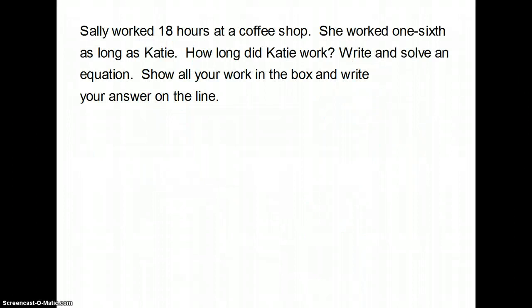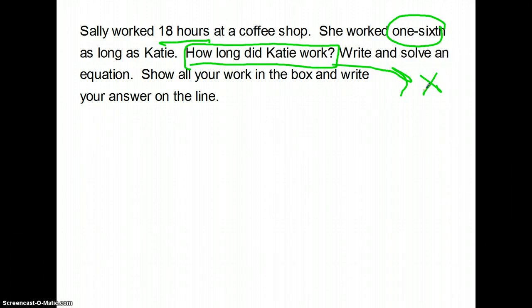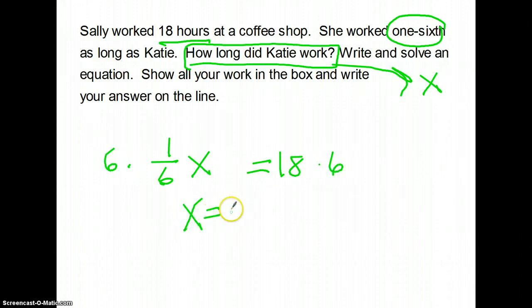Alright, last one is a word problem. Sally worked 18 hours at a coffee shop. She worked 1/6 as long as Katie. How long did Katie work? Okay, so I'm trying to find how long Katie worked. So that is my value of x. So I know Sally worked 18. And that's 1/6 of what Katie worked. So my equation is 1/6 x equals 18. Then I multiply both sides by 6, and x is equal to 108 hours. Make sure you use that label.